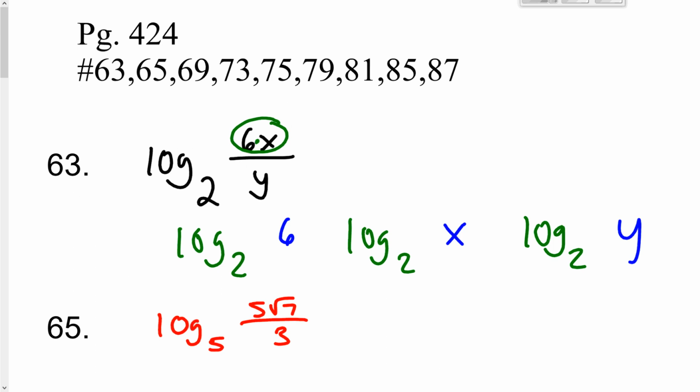Now the question is, am I adding these logs or subtracting? Well, since I have a quotient, that means I'm going to be subtracting. But these two, 6 and x, are together on top, and if they're in the numerator, that means I'm going to be adding those two logs. So I'm going to add those two logs, and then whatever's in the denominator, that's going to be subtracting. So then I'm going to subtract this log. And so there's your answer.